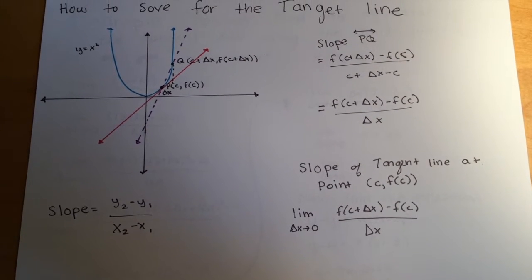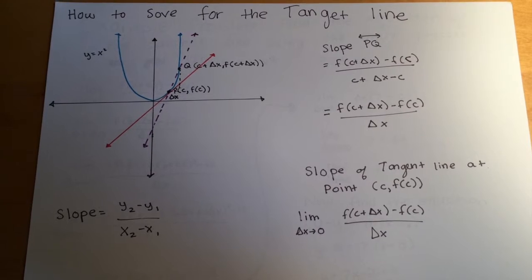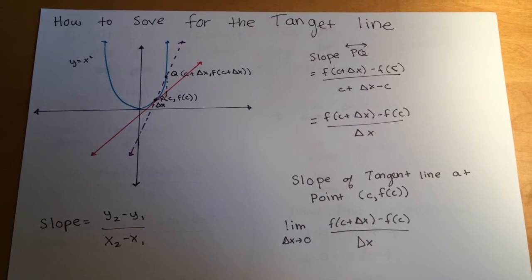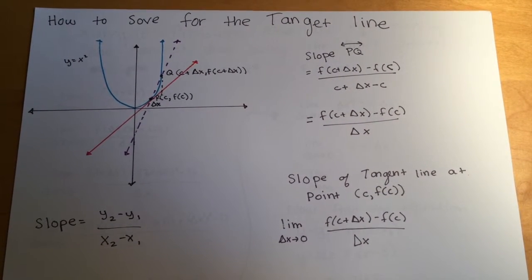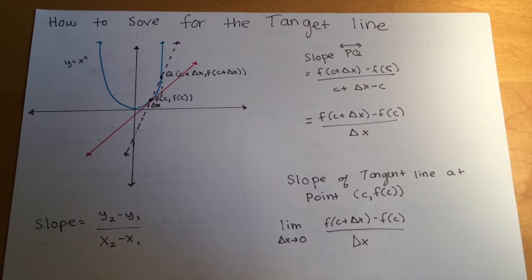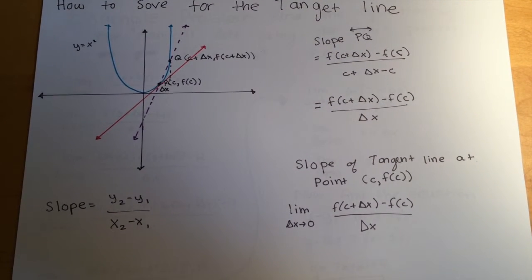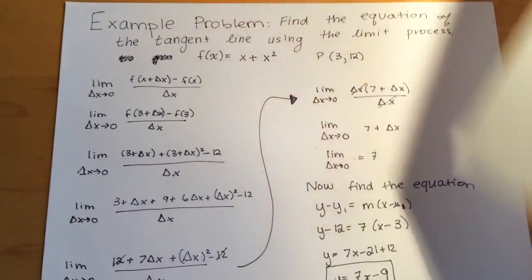So if we make that a limit, the limit as delta x goes to 0, so that delta x gets smaller and smaller and smaller, we'll get that the slope of the tangent line at point P, which is (C, f(C)), will be the limit as delta x goes to 0 of f(C plus delta x) minus f(C) over delta x. Now, let's do an example.